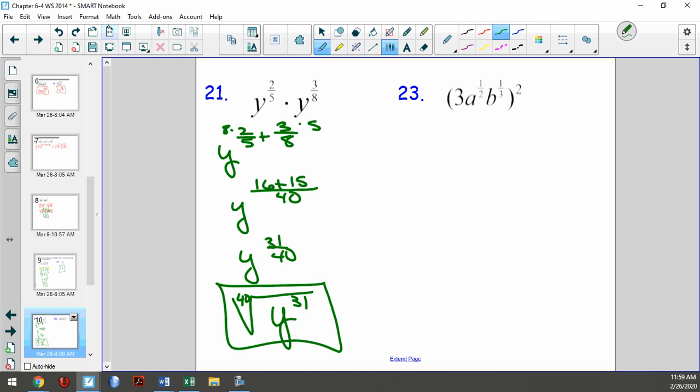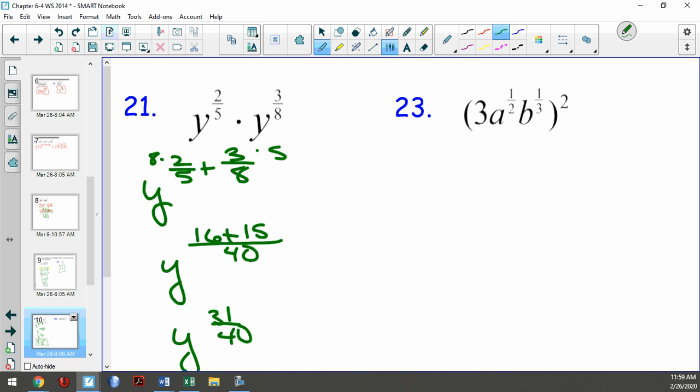Okay, 23. What do you notice about 23? How many different bases do you have? You have 3 bases there. They're not the same on number 23. They are together, but they are not the same. So that means you have to put on missing exponents. The missing exponent that I'm missing is on the 3. So now what am I going to do with that 2 on the outside? You're going to distribute it in.